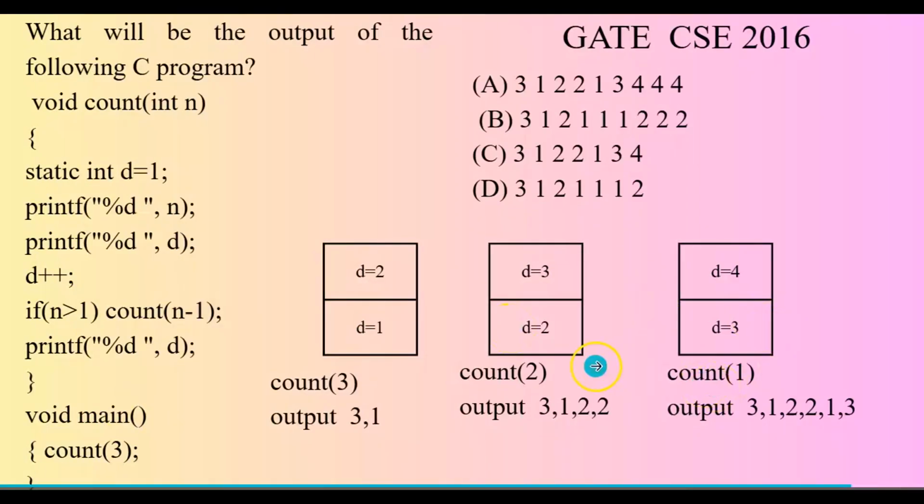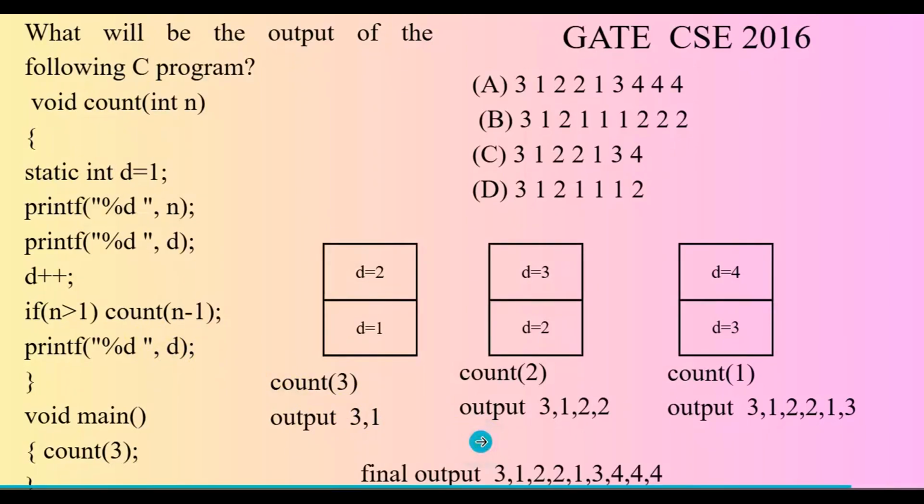After this, the condition becomes false. So that means print the value of d. What is the recent value of d? 4. So you print the value 4. Next, this function has been called from here, so again you print the value of d. Again this function has been called from here, so print the value of d. So the recent value of d will be printed 3 times. So the final output is option A.